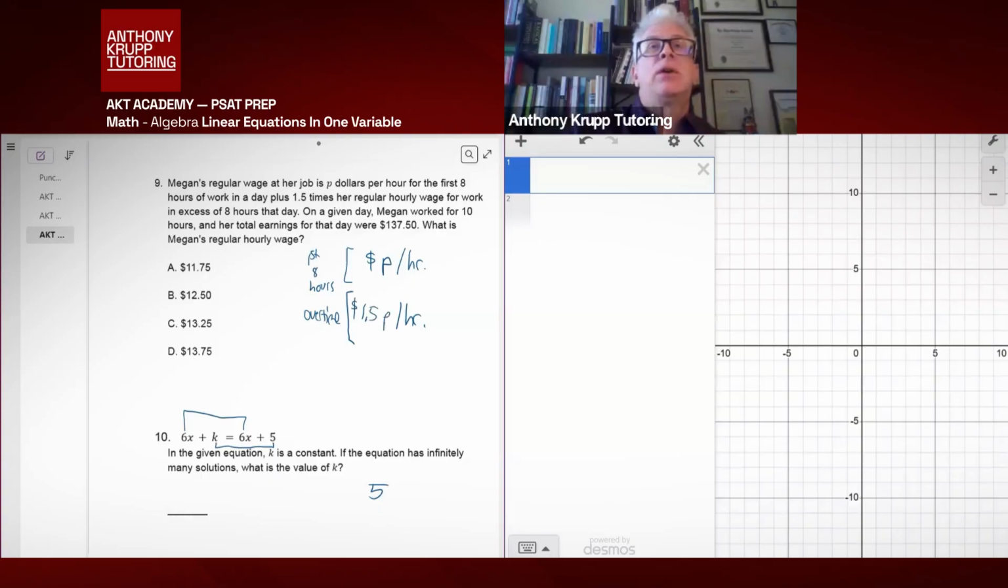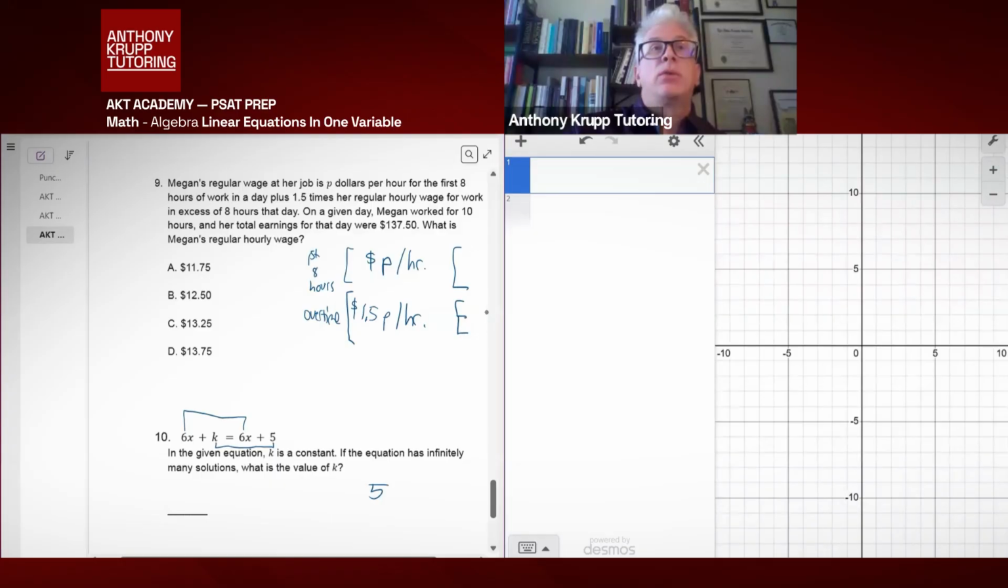Okay, great. So on a given day, she worked for 10 hours, which means she worked her 8 hours and then she did 2 hours of overtime, right?